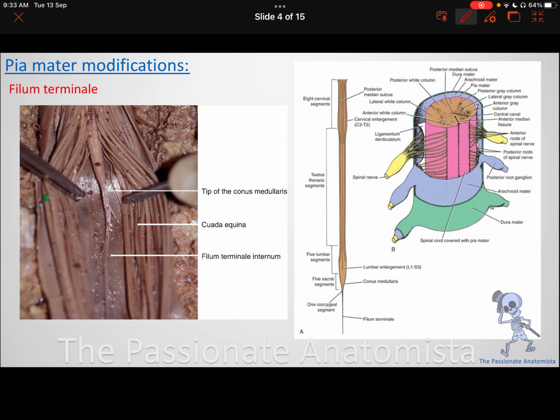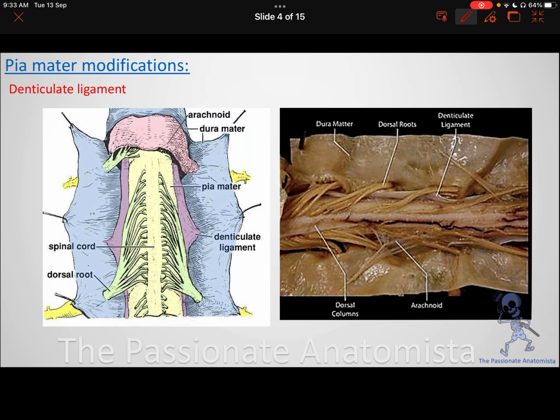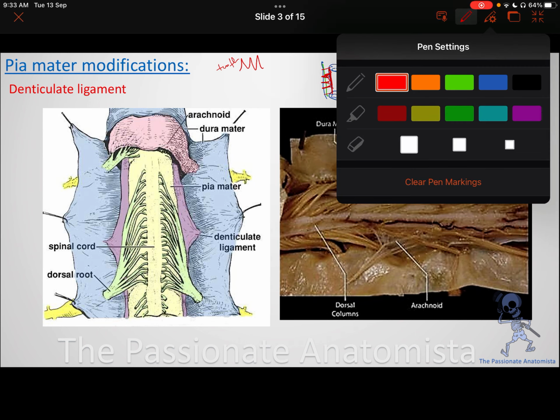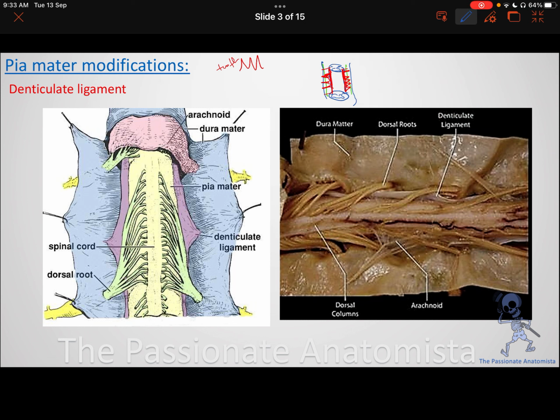All right, another modification is the filum terminalis, like what we said here. At the end of the spinal cord, you have your conus medullaris, right? This is the spinal cord. At the end, you're going to see a cone-like structure. This is what we call the conus medullaris. It's just a conus end of the spinal cord. So it doesn't confuse, right?